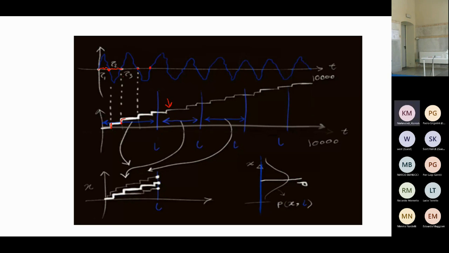Next, we define a window size L, and then we cut this secondary time series into pieces and bring all of them to start from 0. Of course, all of them will end up at length L. Then we can look at the distribution of these points, and by knowing the distribution, we can define entropy.